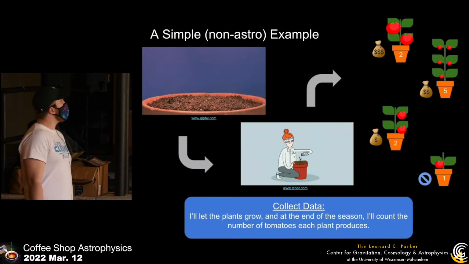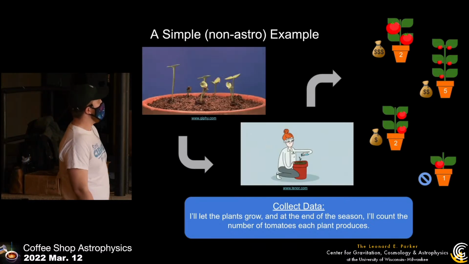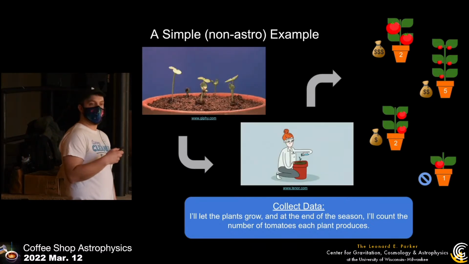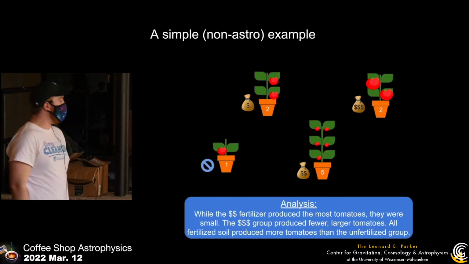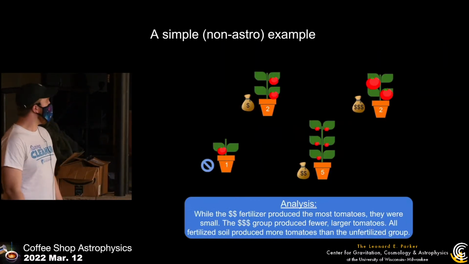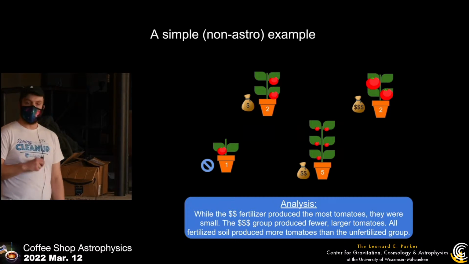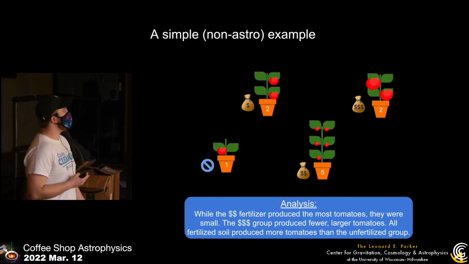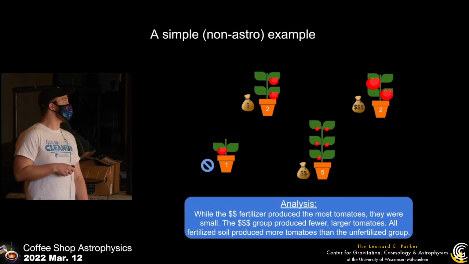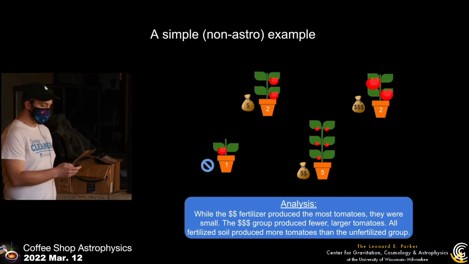So I plant my plants, let them do their cool thing that they do, turn into tomatoes, and at the end of the season, in August, so it's not freezing cold anymore, it's now hot, I count all my tomatoes, and I see that the unfertilized plant only produced 1 tomato, the cheapest produced 2, the second cheapest produced 5 small tomatoes, and the most expensive produced 2 large tomatoes.